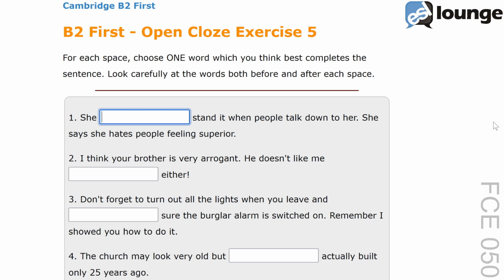She blank stand it when people talk down to her. She says she hates people feeling superior. The correct answer is can't. Can't stand means to strongly dislike something. For example, I can't stand loud music. Another example, he can't stand waiting in long lines.